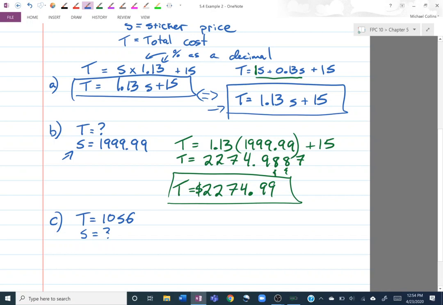I make my little shopping list. There we go. Once I have my little shopping list, I can go back up and look at this expression that I've developed. And T, I now know, is 1,056. And that is equal to 1.13. I don't know what S is, so I'll leave it as S, plus 15.